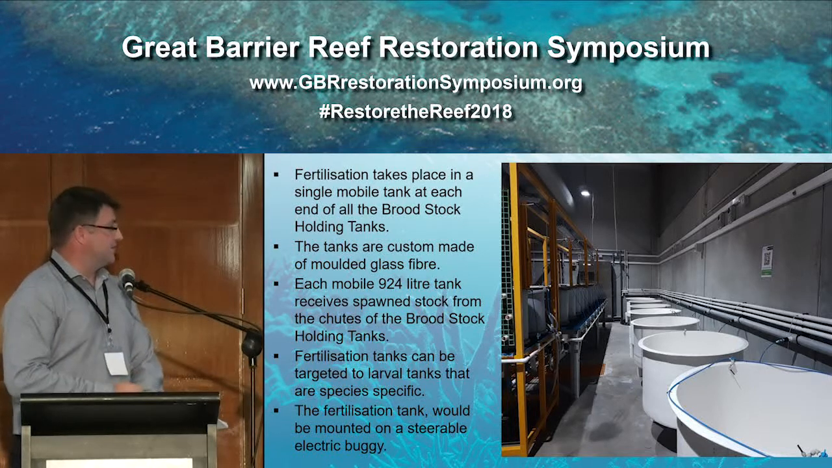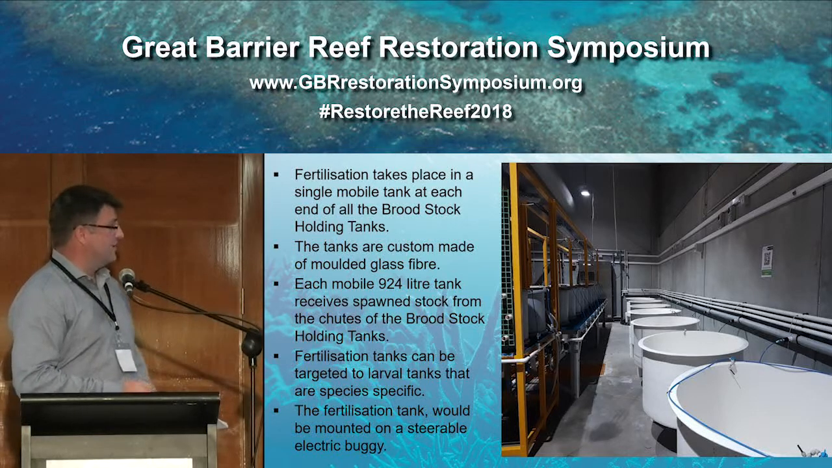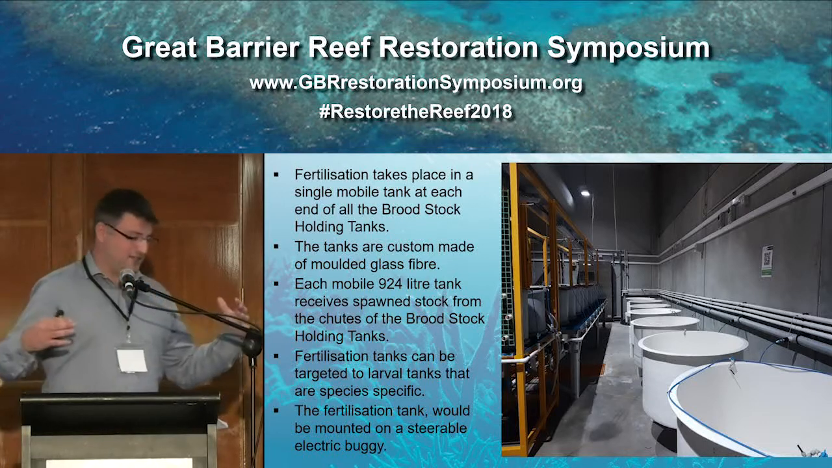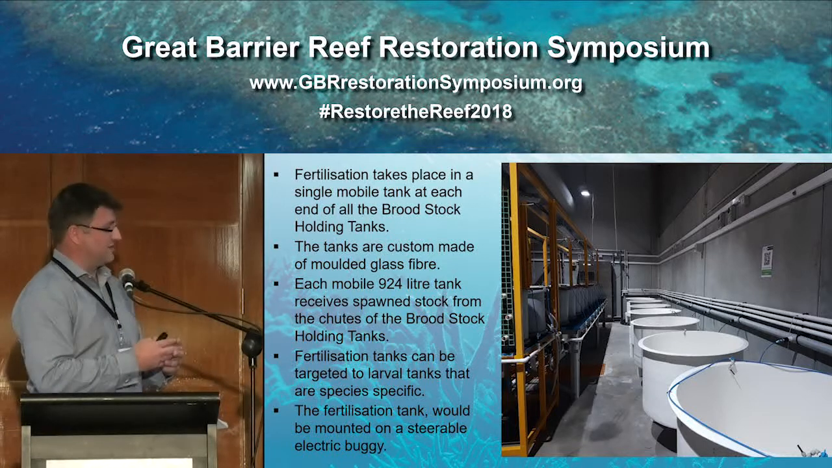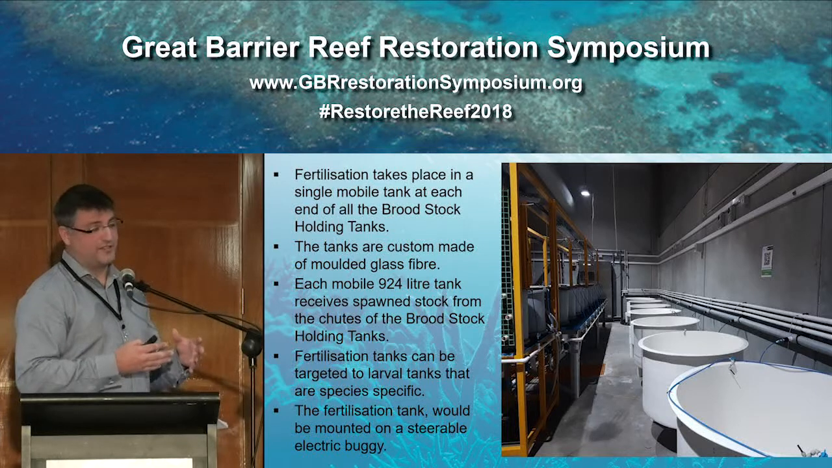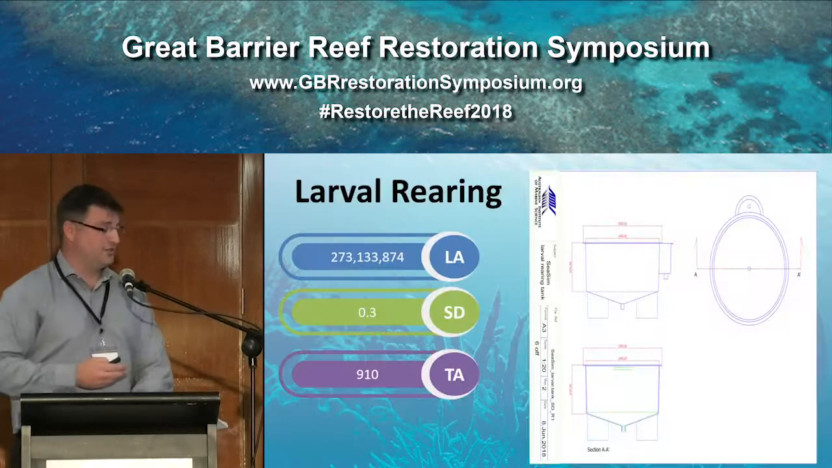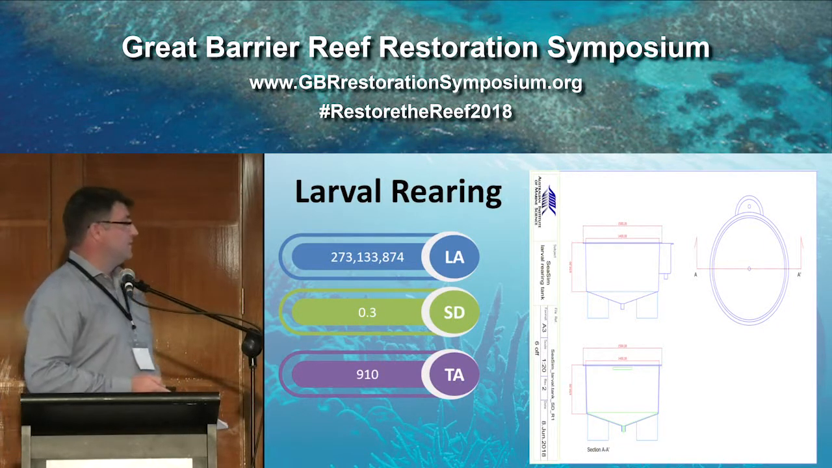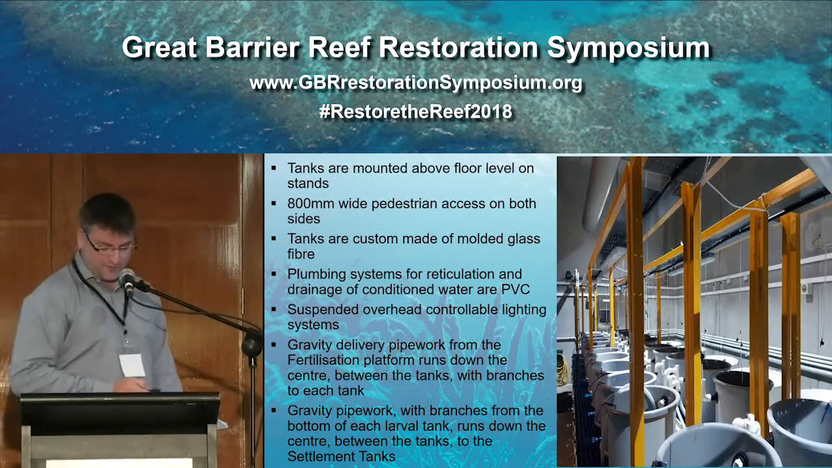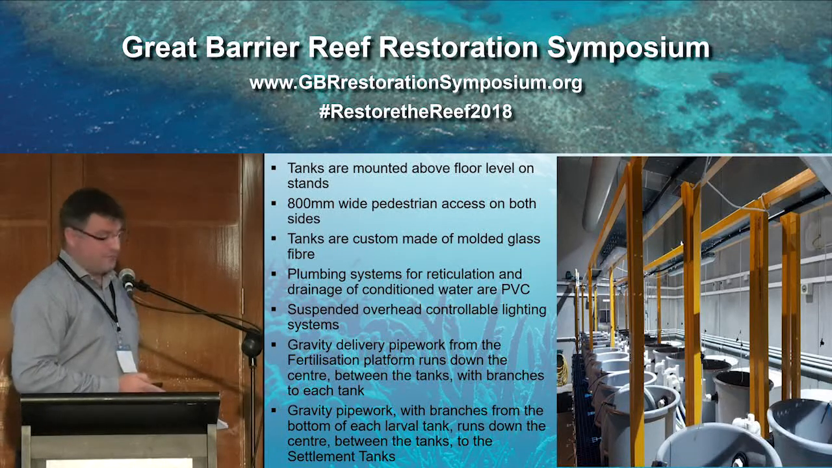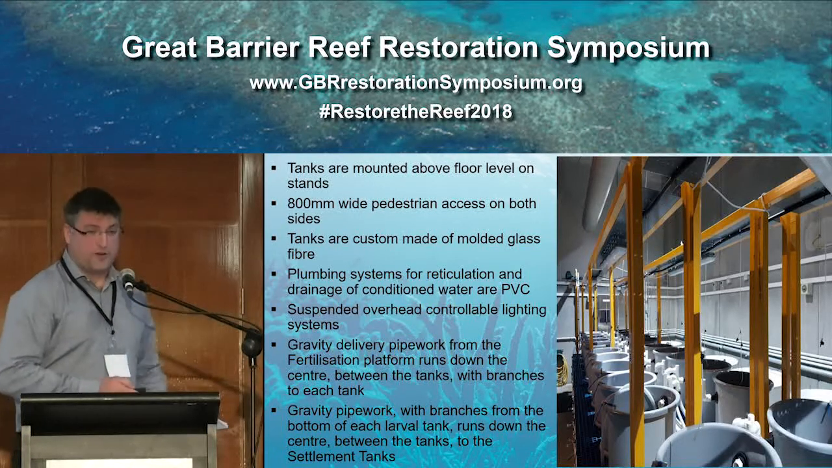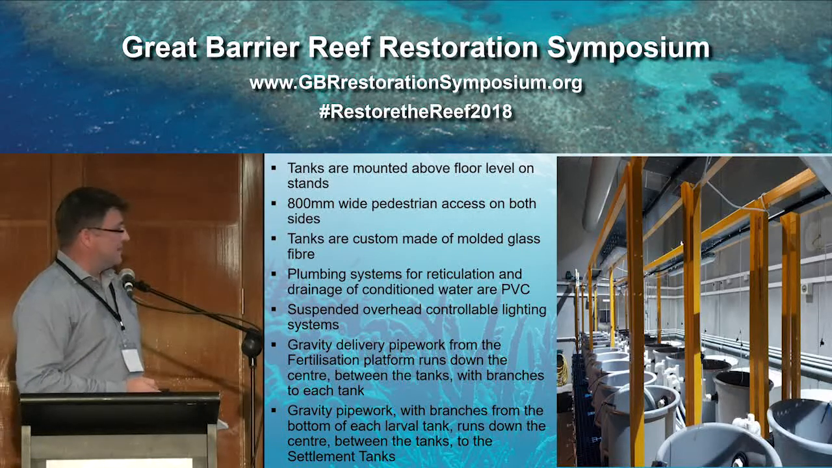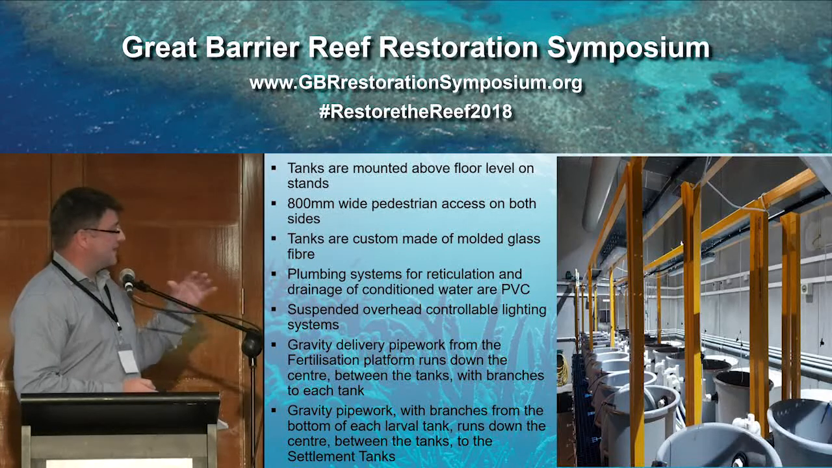And to put it in perspective, there's a tank there on the right, 924 litres. And the intention is multiple broodstock tanks with feeder fertilisation tanks. These would be mobile with their own aeration supply and then gravity fed to the larval tanks. So in the larval tanks, there's 273 million larvae at a stocking density of 0.3 per mil, and that would give you 910 tanks. So we're talking about a significant setup, similar plumbing and tank layout.